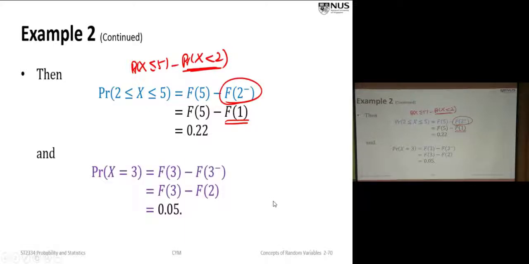We are not given little f3, but this is equal to F of 3, the probability x less or equal to 3, minus the probability of x less than 3. These two are not the same. If they're the same, then it simply means that x cannot be equal to 3, and the probability is 0, because the difference represents the probability of x equal to 3. So it's equal to this minus this, which is 0.05. All right?